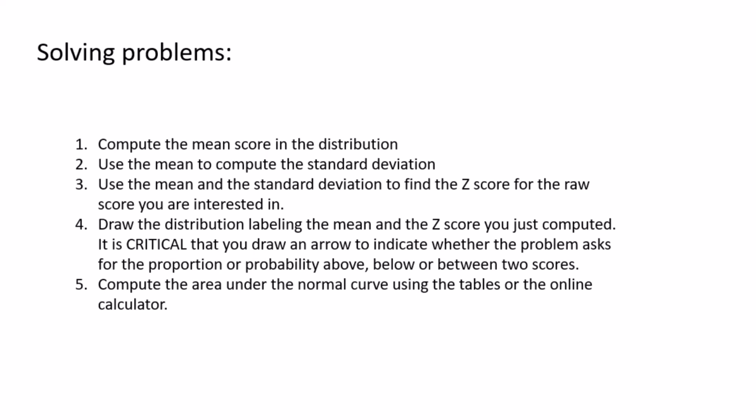With that mean and standard deviation, as I just said, you're going to compute a z-score. Now, this is very important. Draw the distribution labeling the mean and the z-score you just computed, and draw a set of arrows to show what part of the distribution you're interested in. What is the area under the curve that you're going to be trying to find on the table? And then look up the area under the normal distribution, using the tables or one of the calculators.